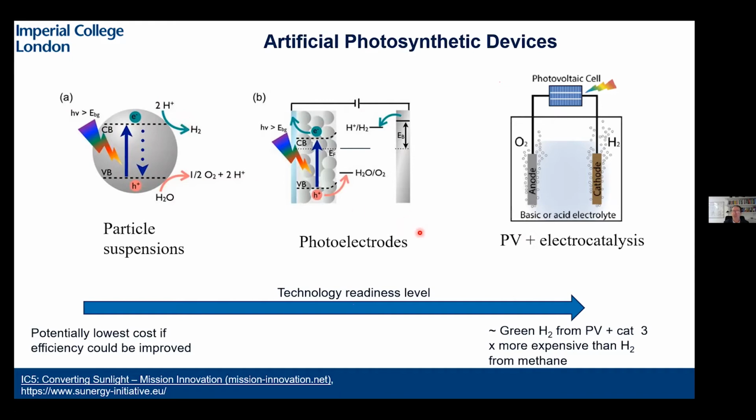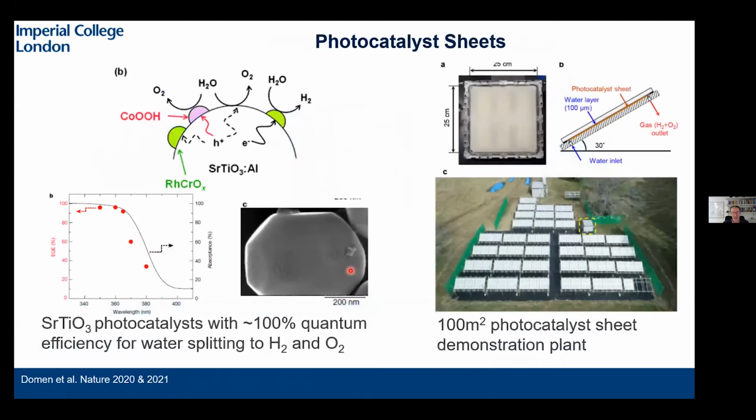Currently, the only examples demonstrated at scale are the PV plus electrolysis. Cost analyses suggest that if we could achieve efficient performance with particle suspensions, these could have significantly lower costs than the PV plus electrolysis. Whether that's going to be achievable is not clear. There does start to be demonstrations. So this is a demonstration from some groups I work with in Japan, where they're demonstrating photocatalyst sheets to split water into hydrogen and oxygen at the 100-meter square scale. And that system has already been working for several months.